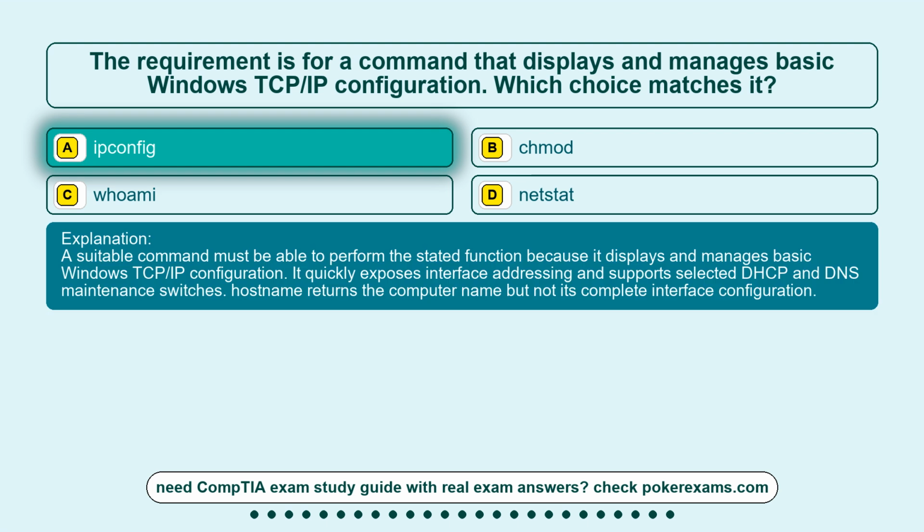A suitable command must be able to perform the stated function because it displays and manages basic Windows TCP/IP configuration. It quickly exposes interface addressing and supports selected DHCP and DNS maintenance switches. Hostname returns the computer name but not its complete interface configuration.